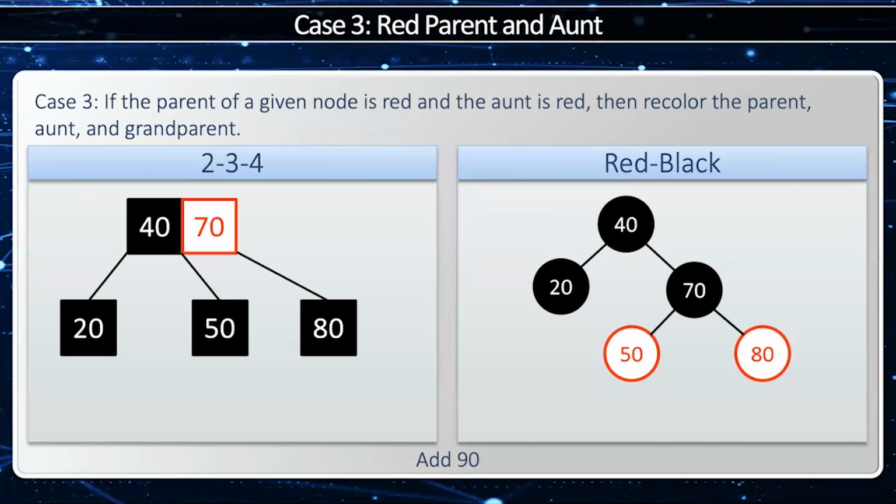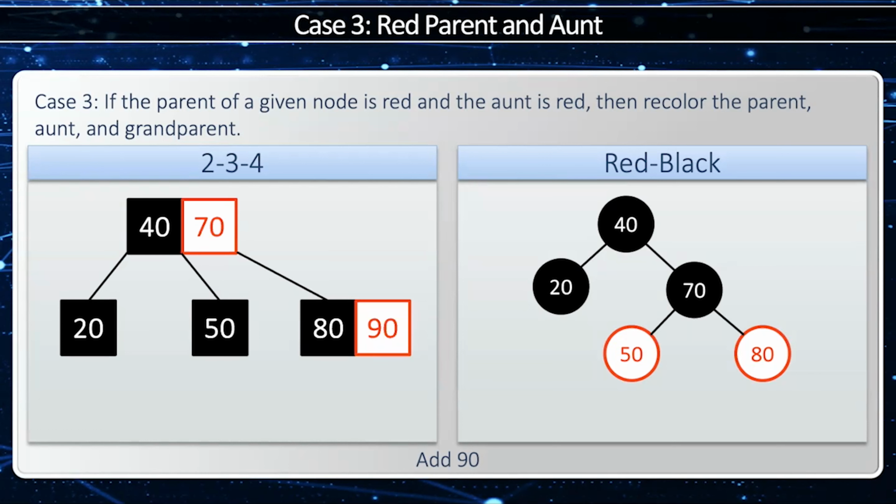And 90 is going to go to the right to 70, the right to 80, and it's going to fit right there. Okay, now we're going to actually do exactly the same thing. With a red-black tree, we only recolor, we don't actually alter the structure, which is kind of weird because in 2-3-4, we're going to alter the structure in this scenario, but we'll see how it's exactly the same.